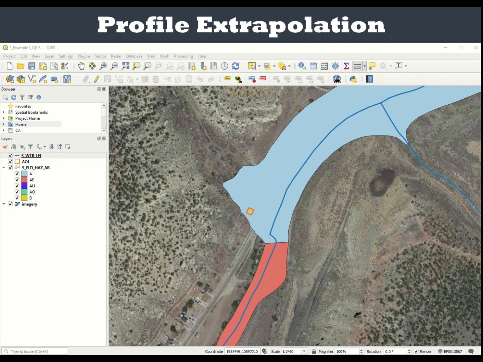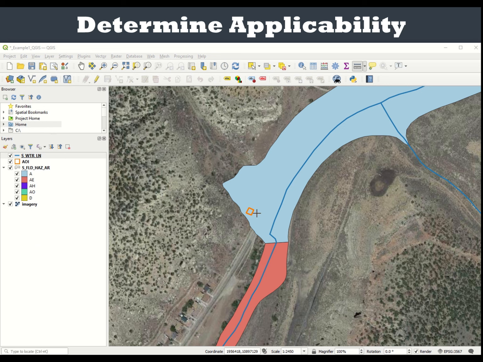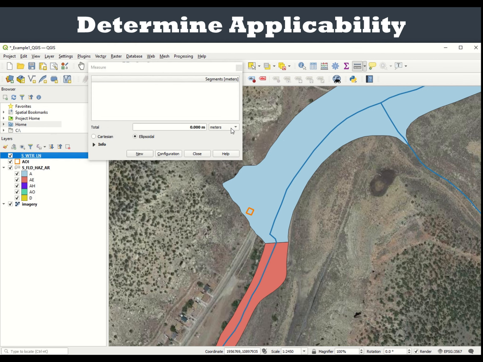Identify the area of interest, or AOI, which is the orange square in this example. This needs to be within 500 feet of the limit of the detailed study. Click on the Measure tool and then change it to feet. You'll then start to measure from the upstream side of the area of interest along the streamline to the limit of the detailed study. Here we get 196 feet, which is less than 500 feet.